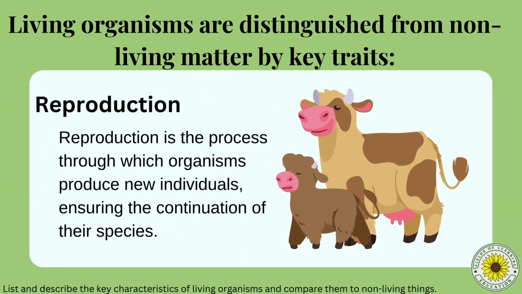Reproduction. Reproduction is the process through which organisms produce new individuals, which ensures the continuation of their species. So, without reproduction, this could be in animals or plants, it could be in cells, eukaryotic cells, prokaryotic cells, all of these things, but they have to reproduce in order for their species to continue.